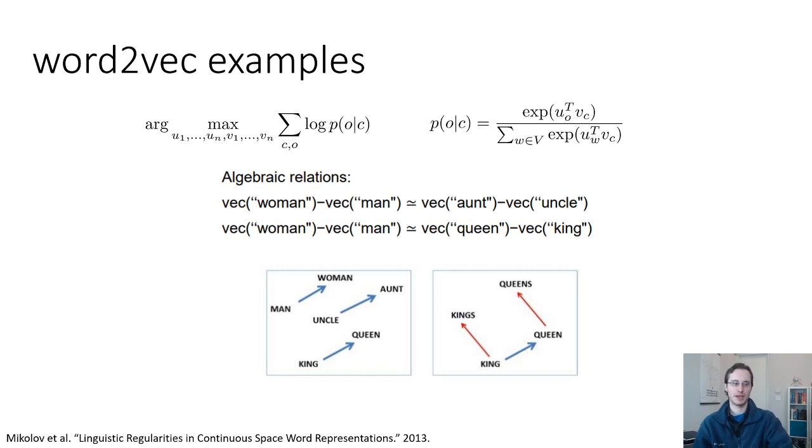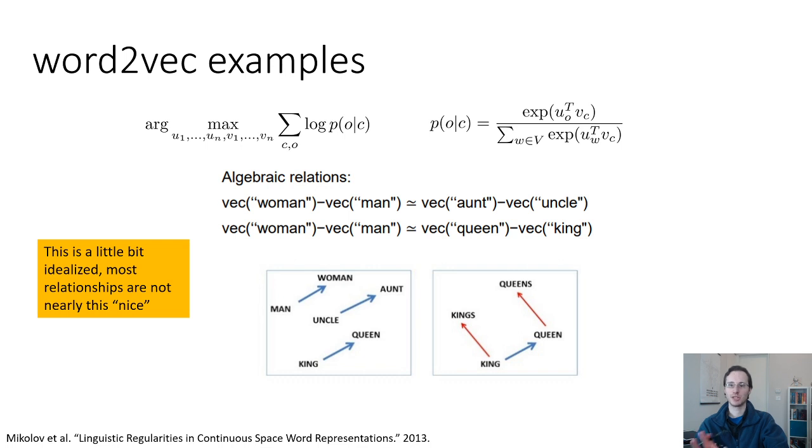Now, the degree to which this actually works in reality is a little bit controversial. So sometimes this happens, sometimes it doesn't. So, under idealized cases, you might get these algebraic relationships. In reality, you might not, because there's nothing guaranteeing the word2vec embedding to have linear relationships like this, right? So it'll have Euclidean proximity. Proximity is not the same as linearity. So sometimes you get these, sometimes you don't. So this is a little bit idealized. Most relationships are not nearly this nice, but it does, I think, make the point that there is some semantic meaning in the geometry of the space that you get from this.